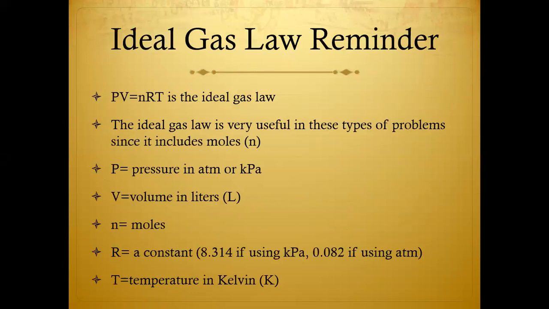So just a reminder of some of the gas laws, we have the ideal gas law, which is PV equals nRT, where P is our pressure, V is our volume in liters, N is our moles, R is the constant, and again, those numbers are given to you on your formula sheet, and then T is temperature. Don't forget your temperature has to be in Kelvin.